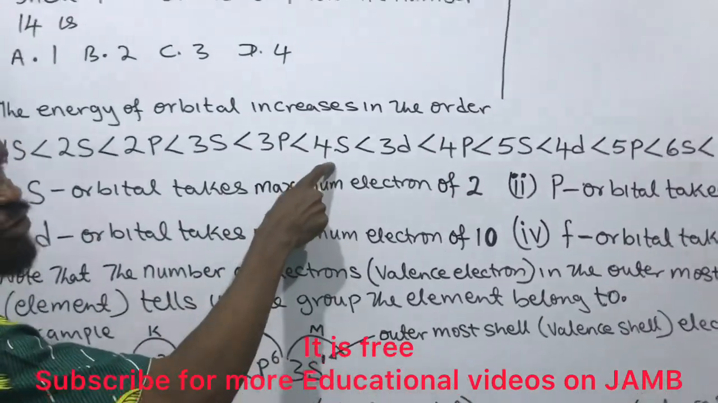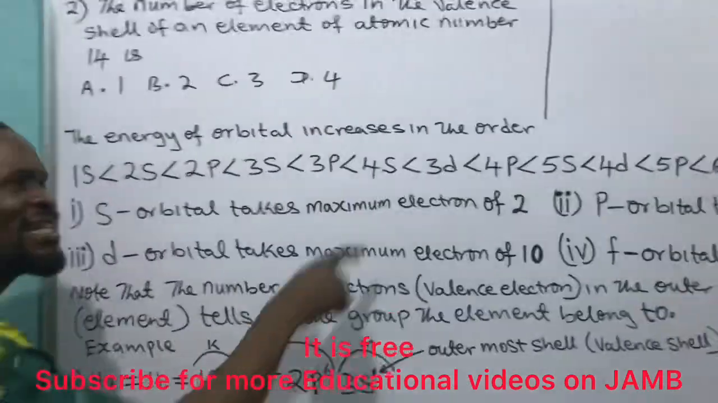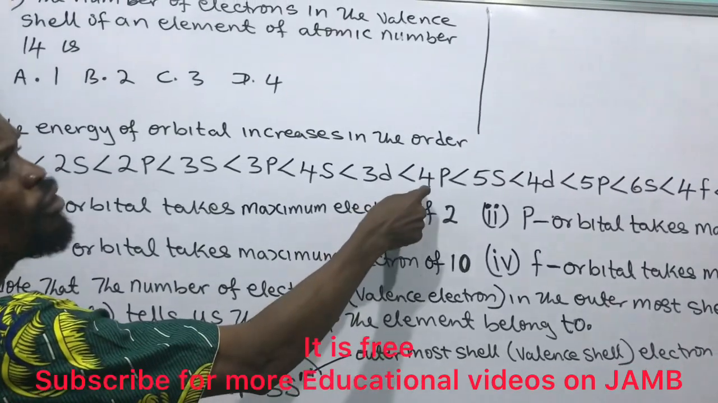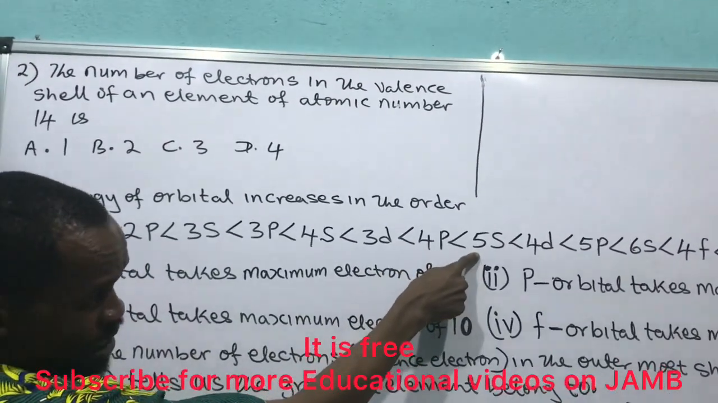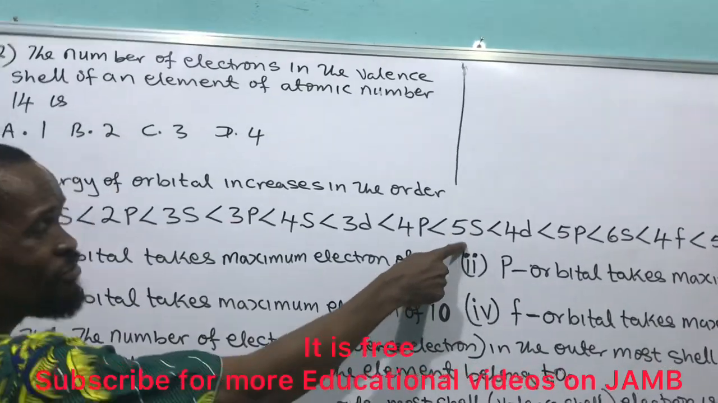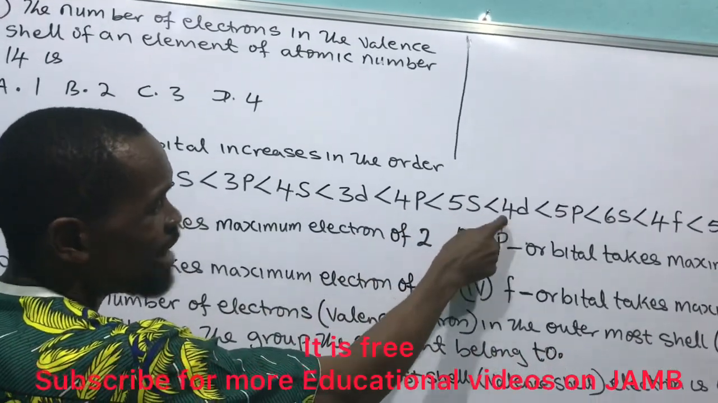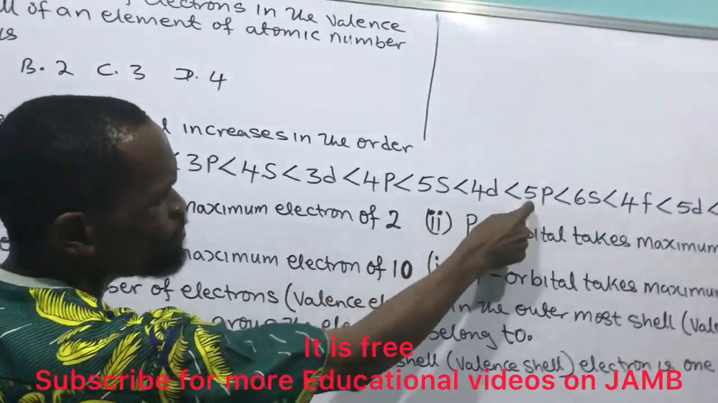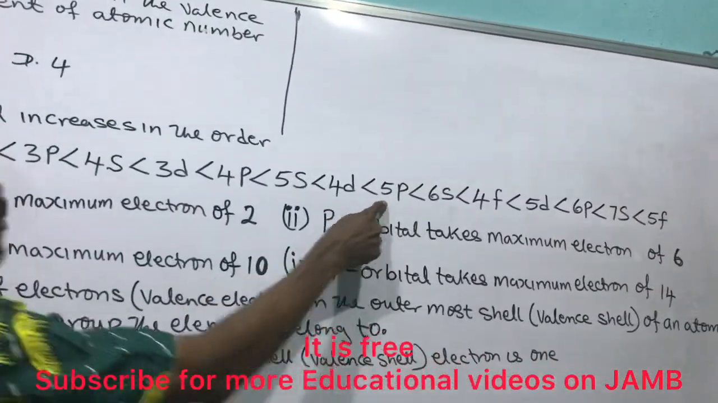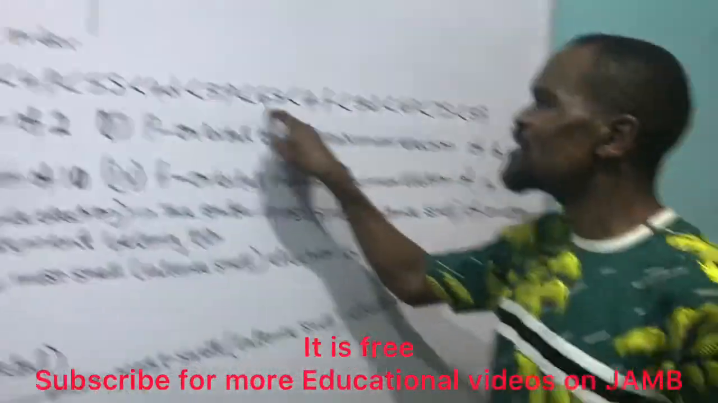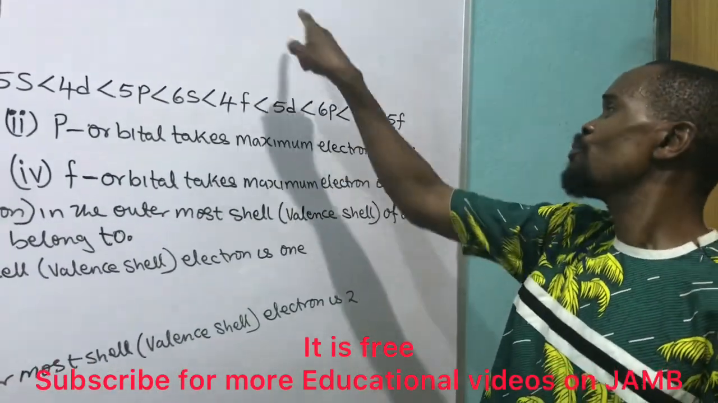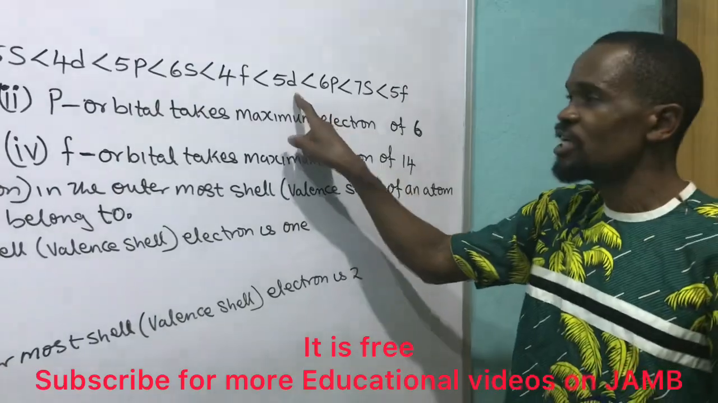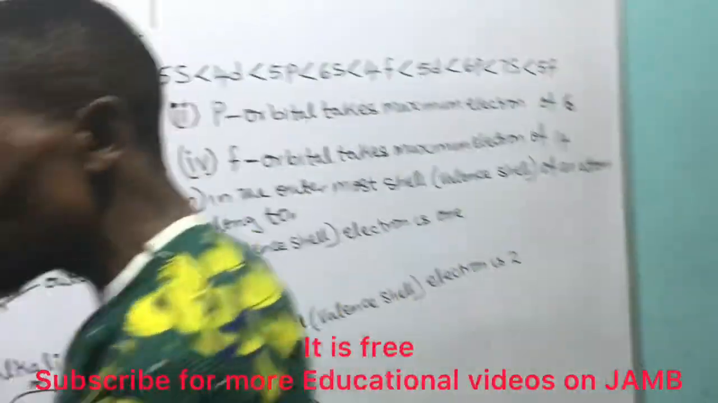After 4s has filled up, we go to 3d. After 3d has filled up, we go to 4p. After 4p has filled up, we go to 5s. After 5s has filled up, we go to 4d. After 4d has filled up, we go to 5p. After 5p has filled up, we go to 6s. After 6s has filled up, we go to 4f. After 4f has filled up, we go to what? 5d. This is how we continue filling them.